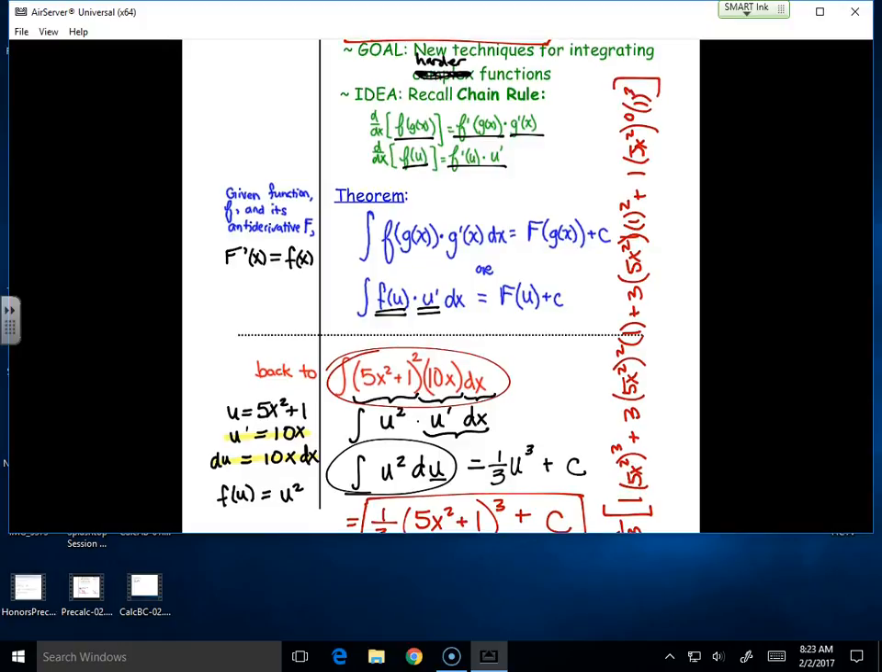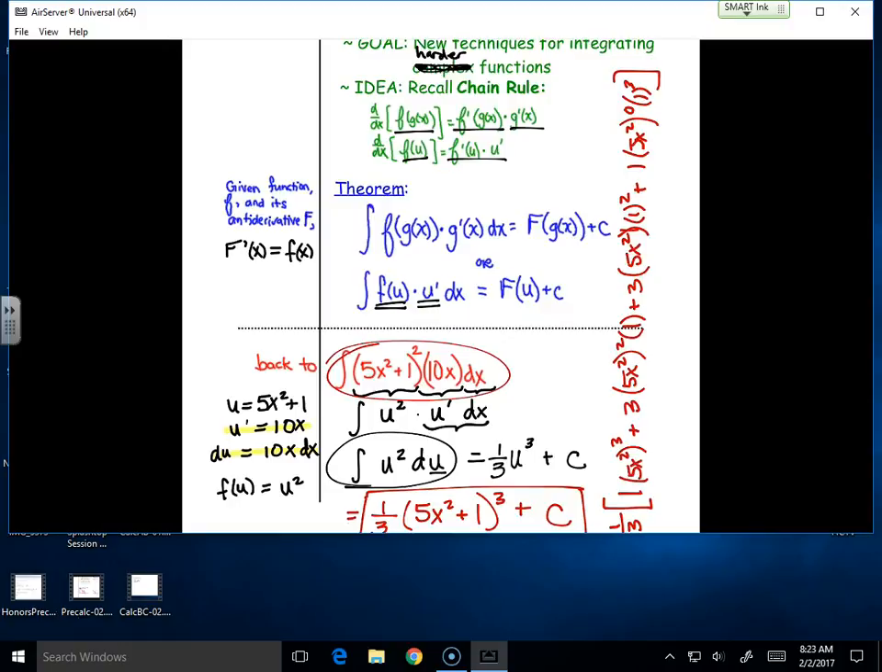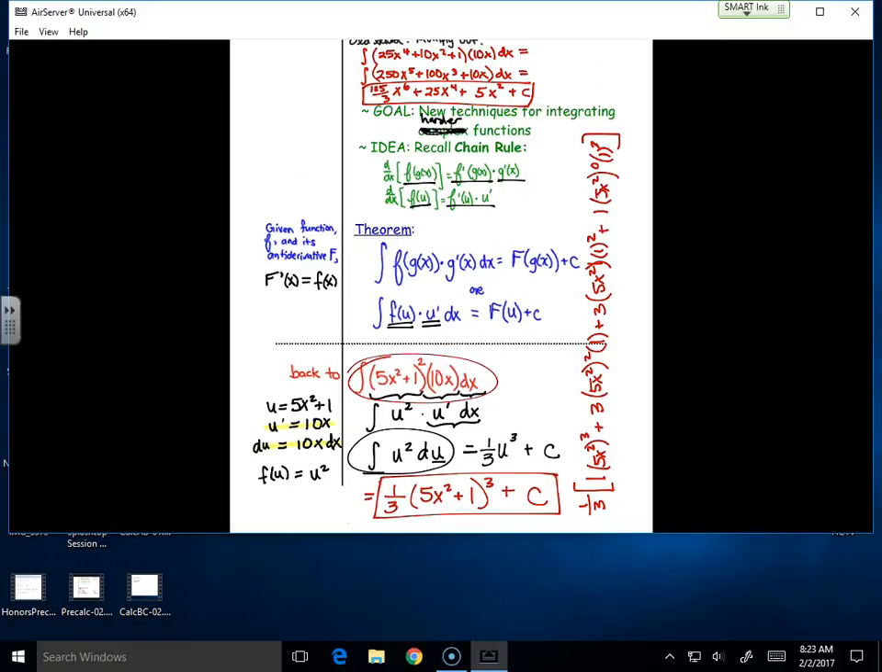Can't we just trust you? That's no fun. So then we end up with 5 cubed is 125, so I have 1/3 of 125 x to the 6 plus 1/3, and 3 cancels out, so I have 25x to the 4 plus the 1/3 when I distribute cancels out with a 3, and I have 5x squared plus, and I have 1 plus c. That's not right. Wait, that's not right. Yes, it is, because constants can combine to be a new constant.